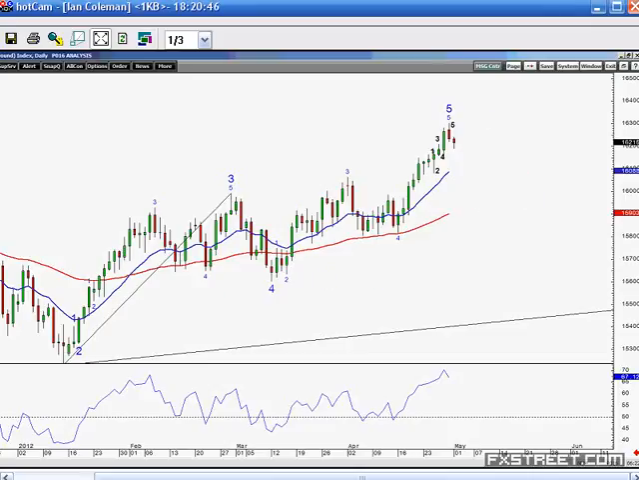So my short-term bias is to try to start building short positions around these highs, and then I think she's going to move back down.